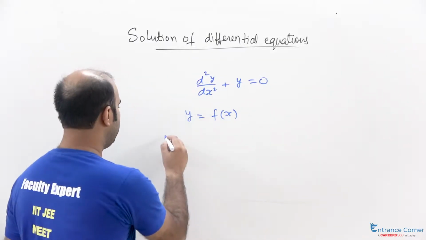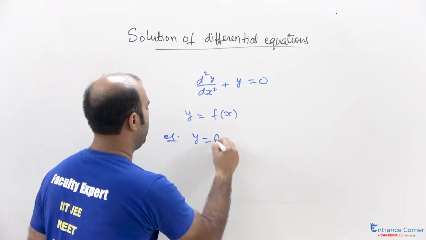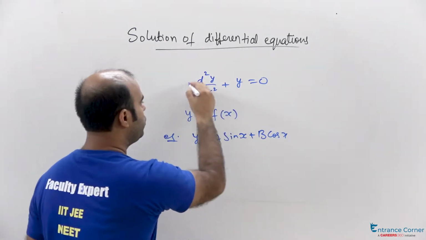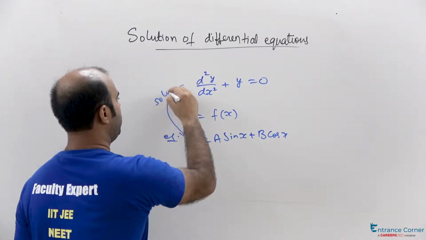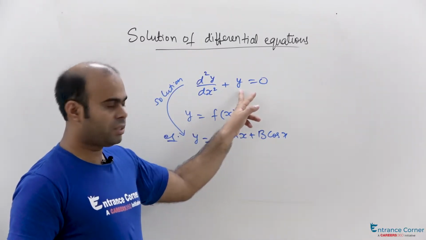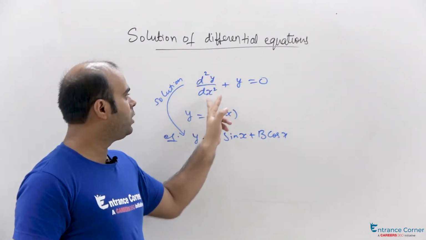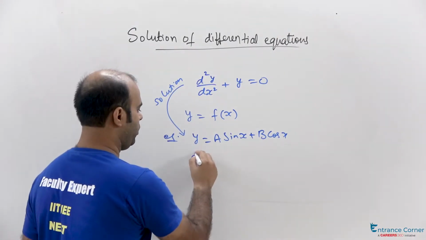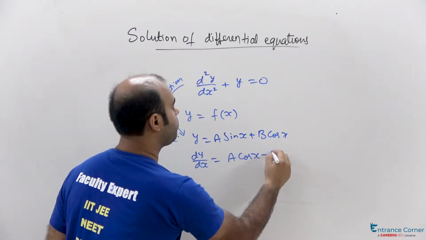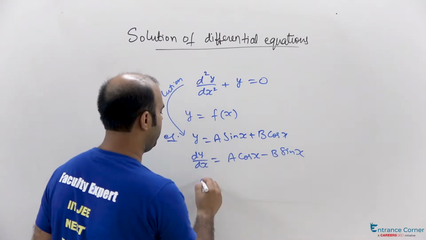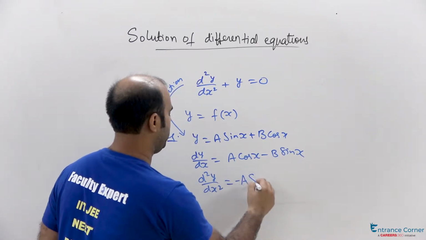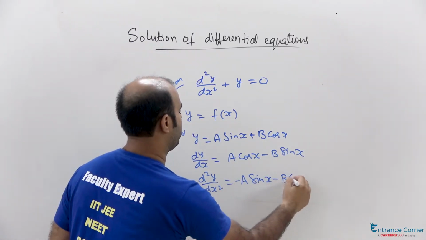So let us consider this function y is equal to a sin x plus b cos x. Is this equation the solution of this differential equation? Let us check. So this is y, which we can substitute here. If we want to get d2y by dx square, what we can do, we can differentiate it once. We will get dy by dx. We will differentiate it again. We'll get d2y by dx square, that is minus a sin x minus b cos x.